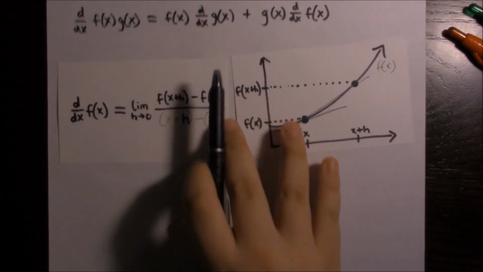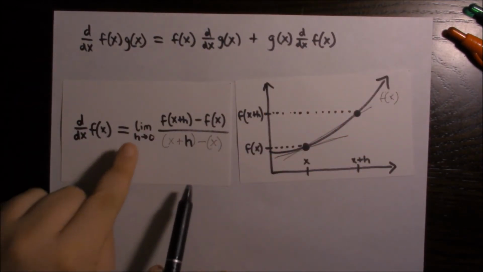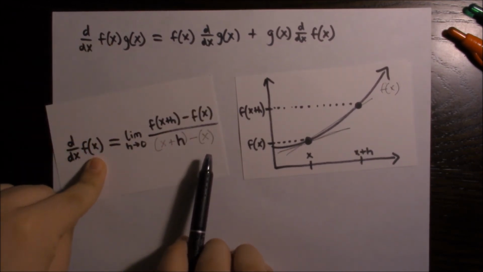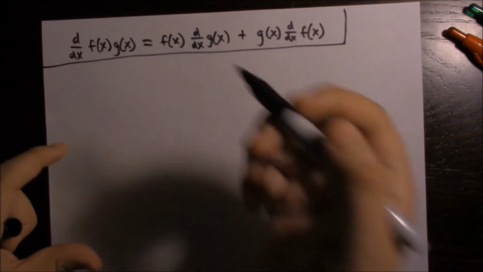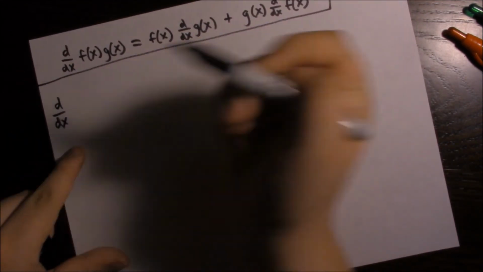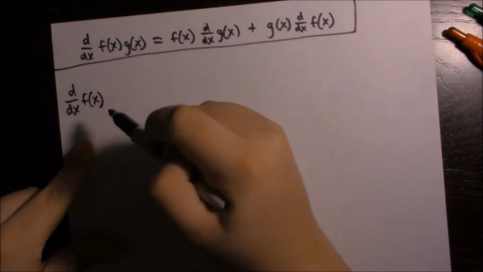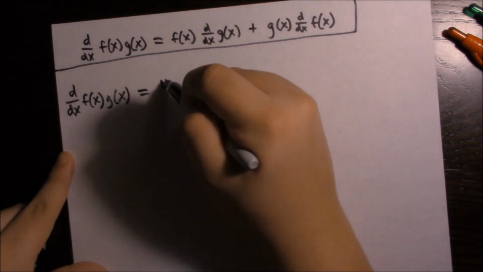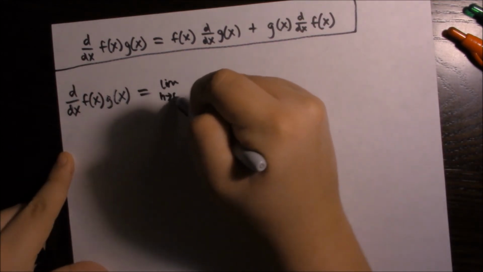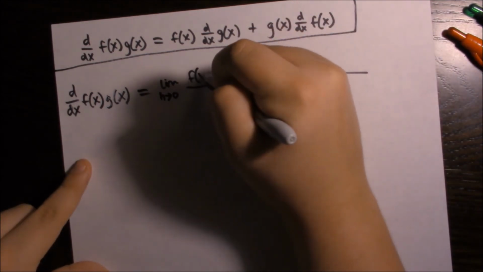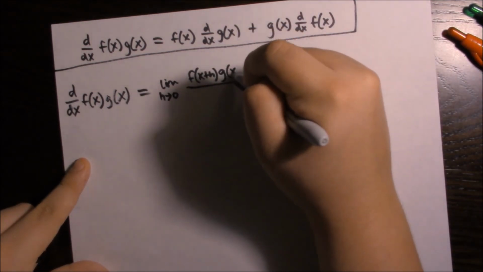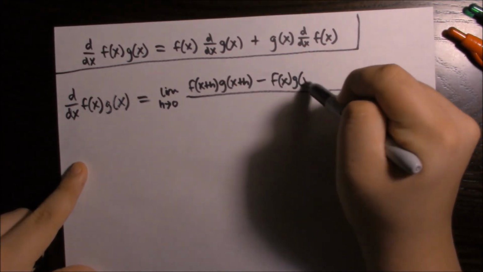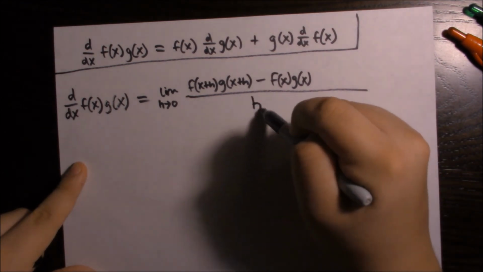So now, in order to prove that this product rule is true, we're going to use the limit definition of a derivative, but plugging in this product rule instead of just regular f of x. Okay, so I'm going to write our derivative over here, which is the derivative of f of x times g of x. And we know that this equals, according to the limit definition of a derivative, the limit as h goes to 0 of f of x plus h times g of x plus h minus f of x times g of x all over h.